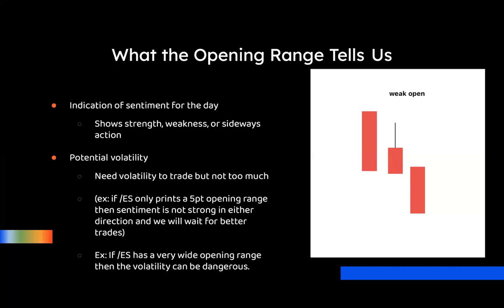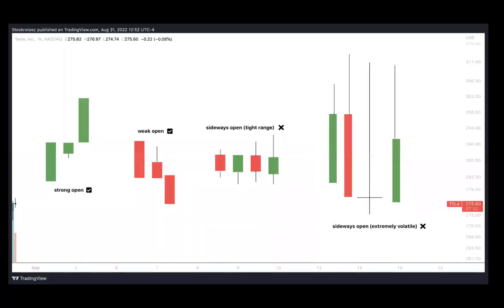And then vice versa, if the ES has an extremely wide opening range, 20, 30-point candles, then that volatility can be extremely dangerous. That's not something you want to get whipped around in, especially if you have a smaller account. So I've prepared a couple of examples here.